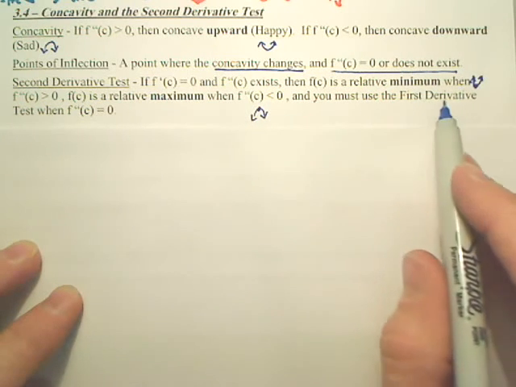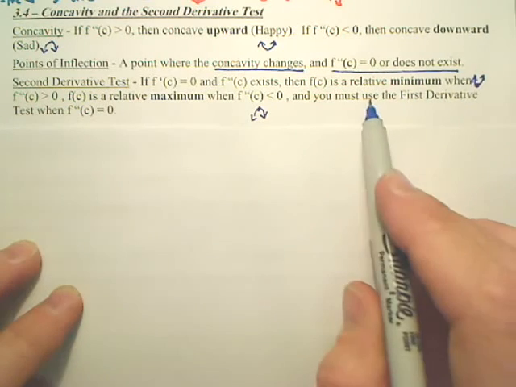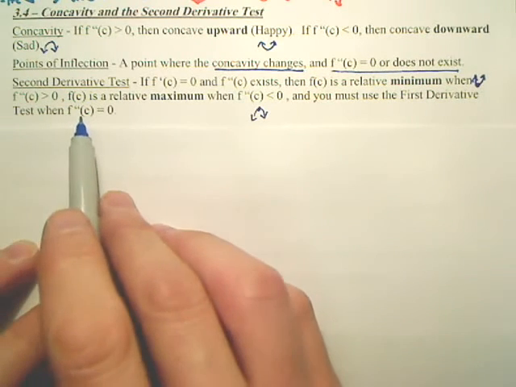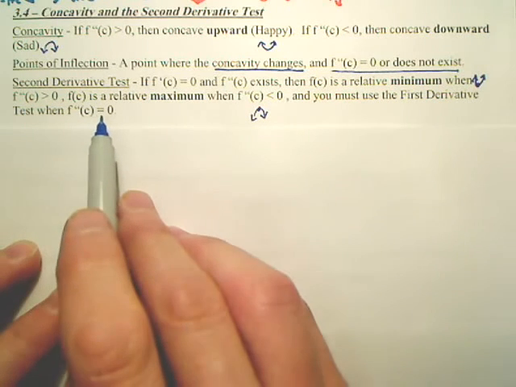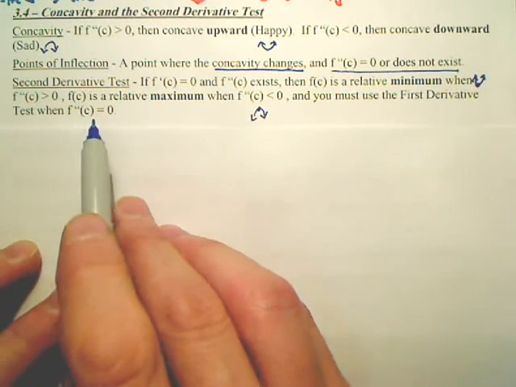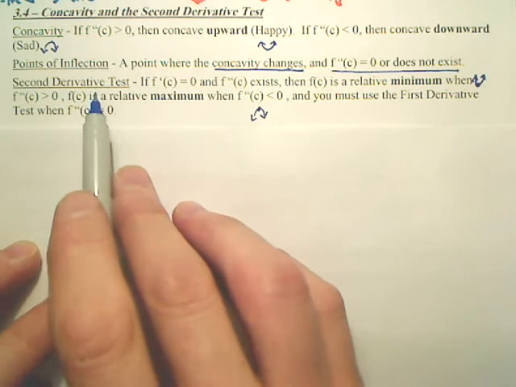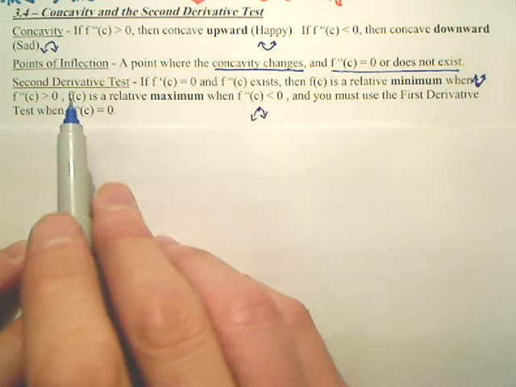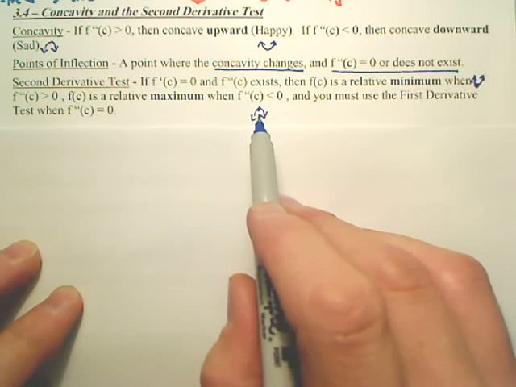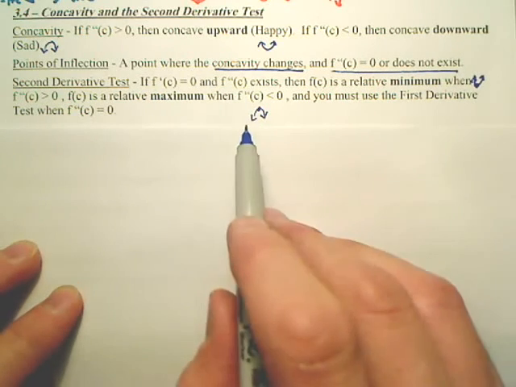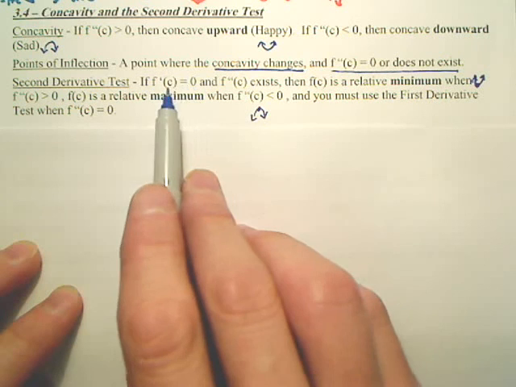And you use the first derivative test when your second derivative is 0, because when the second derivative equals 0, it doesn't tell us anything. So you have to go back to the first derivative test. So the second derivative test isn't foolproof, but it can be useful if you have your second derivative sitting there, because by the concavity you know if it's happy or sad at a critical number. Again, where the first derivative equals 0 are critical numbers.